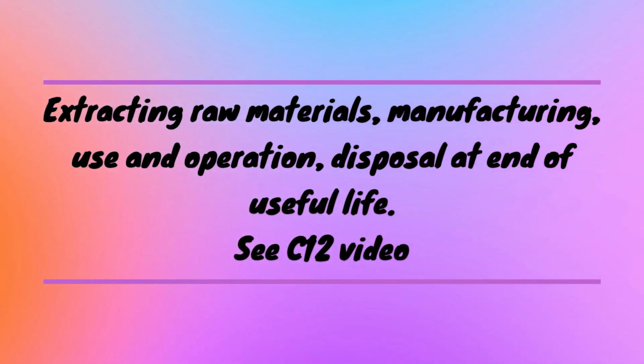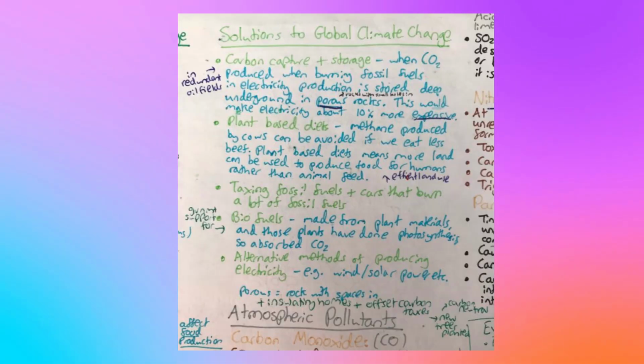CO2 is released in extracting raw materials, manufacturing products, use and operation, and disposal at the end of useful life. And this means that obtaining precise measurements is next to impossible. Don't worry too much about this one. We will touch on it more in the next video. But we do have solutions to global climate change.